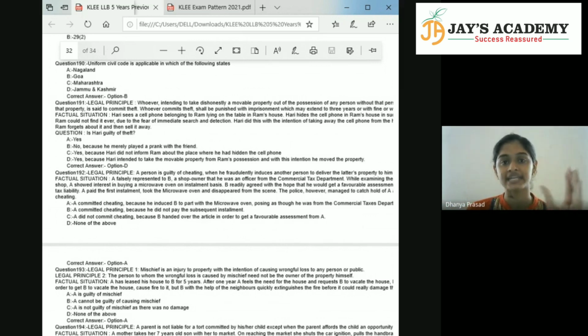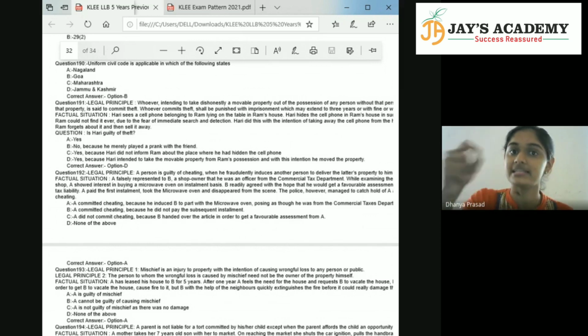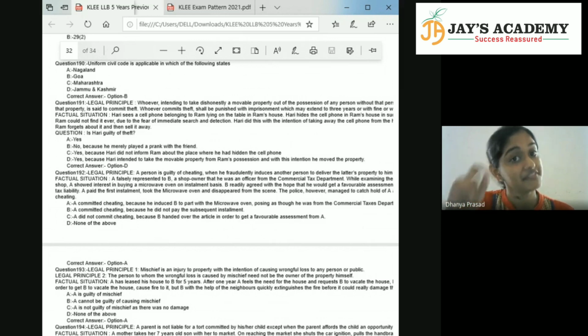So you have to identify these key words in the legal principle. Those will be the conditions that you need to satisfy to hold Hari guilty. Now, when you read the factual situation, you have to make sure that these ingredients are satisfied. If they are satisfied, then he is guilty. If not, he is not guilty. Then you go to the options. What are the options? There are two options which say yes. If there are two options which say no, then read the reasoning and then try to identify the most appropriate answer.